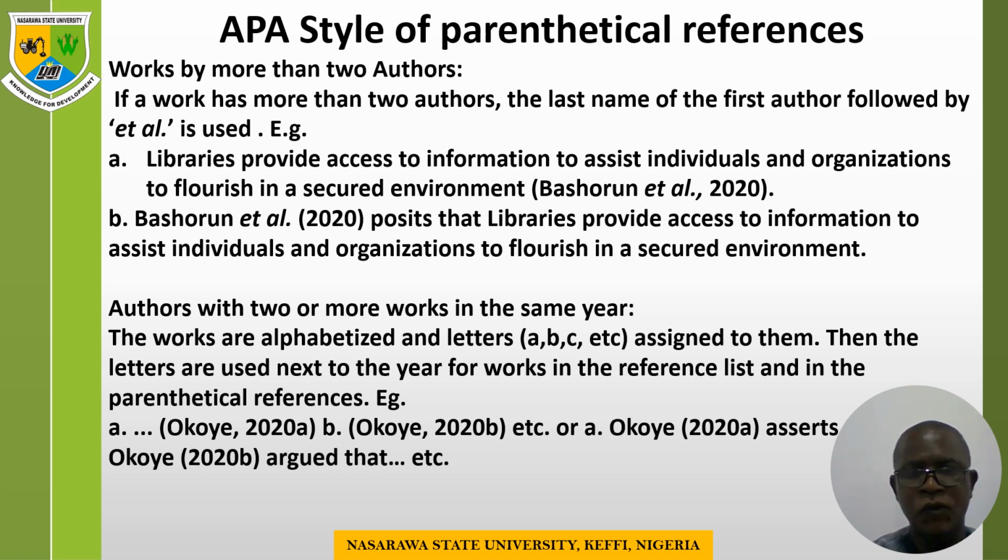Authors with 2 or more works in the same year. It is possible that an author will publish 2 works in the same year. In this case, the works are alphabetized and letters A, B, C, etc. are assigned to them. Then the letters are used next to the year for works in the reference list and in the parenthetical references.